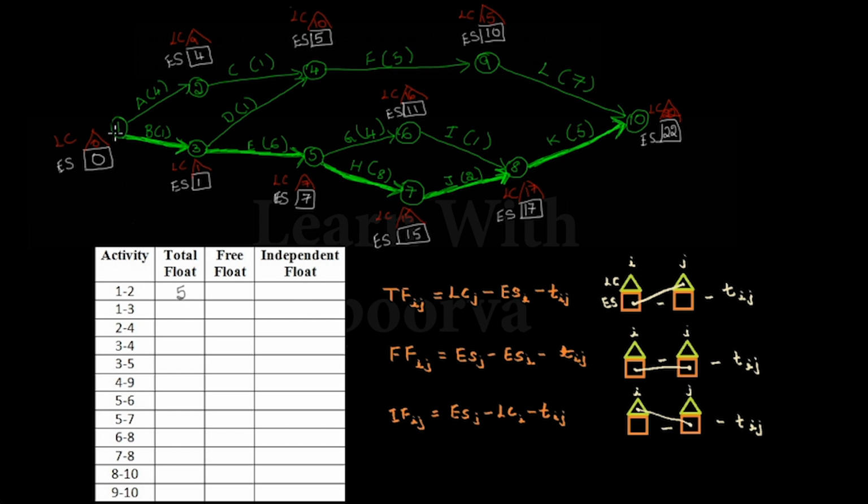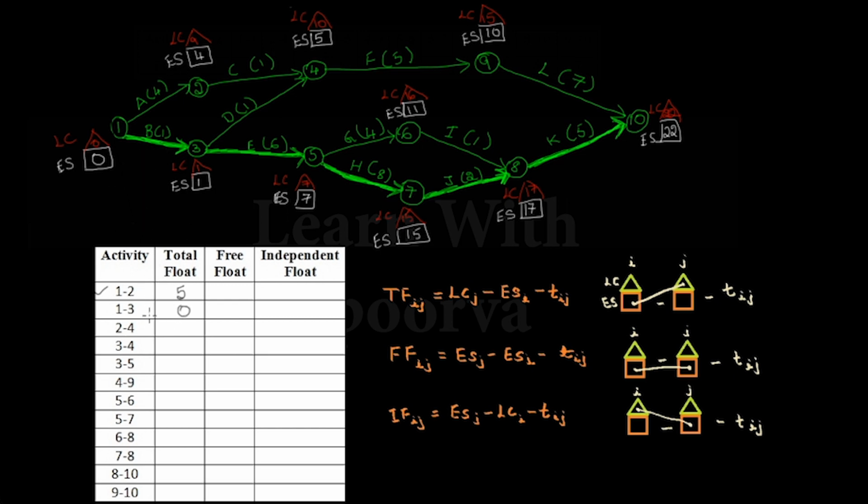So we are done with the activity 1 to 2. Now let's go to the next activity, 1 to 3. So this is i and this is j. For 1 to 3, LC of j minus ES of i minus the duration, which is 1 minus 0 minus 1. So we will get the result as 0.